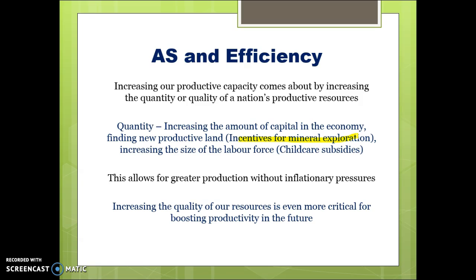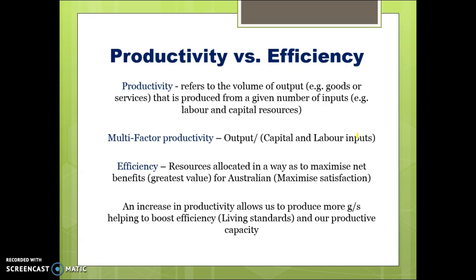In the long term, aggregate supply is generally boosted by increasing the quality of our resources. That's what's going to increase productivity in the long term. So just in relation to productivity versus efficiency, productivity is a measure of volume of output in goods and services that is produced from a given number of inputs. So how much output we're generating from our land, labour and capital resources. We've got multi-factor productivity, which is output as a measure of using both capital and labour inputs.